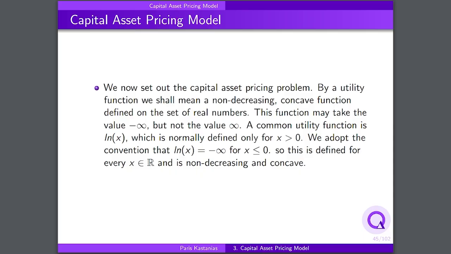So we're going to set out the capital asset pricing problem. By a utility function, we mean a non-decreasing concave function defined on the set of real numbers. This function may take the value negative infinity, but not the value infinity. A common utility function is log x, which is normally defined only for x greater than 0, but we adopt the convention that ln x equals negative infinity for any x equal to 0 or below. So this is defined for every x in R and is non-decreasing and concave.